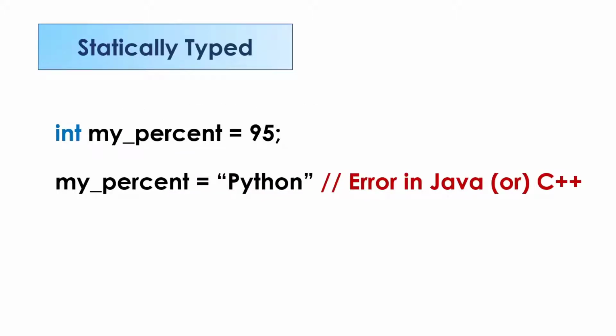Now in other statically typed languages, in order to declare an integer variable, you will have to use a keyword called int as a prefix to the variable name, and you will have to give only the integer data type. For example, here I have given 95. And we cannot reassign any string value to this particular variable. So this will give you an error if you are using Java or C++, which is totally okay in Python. And that is the difference between a statically typed language and a dynamically typed language.